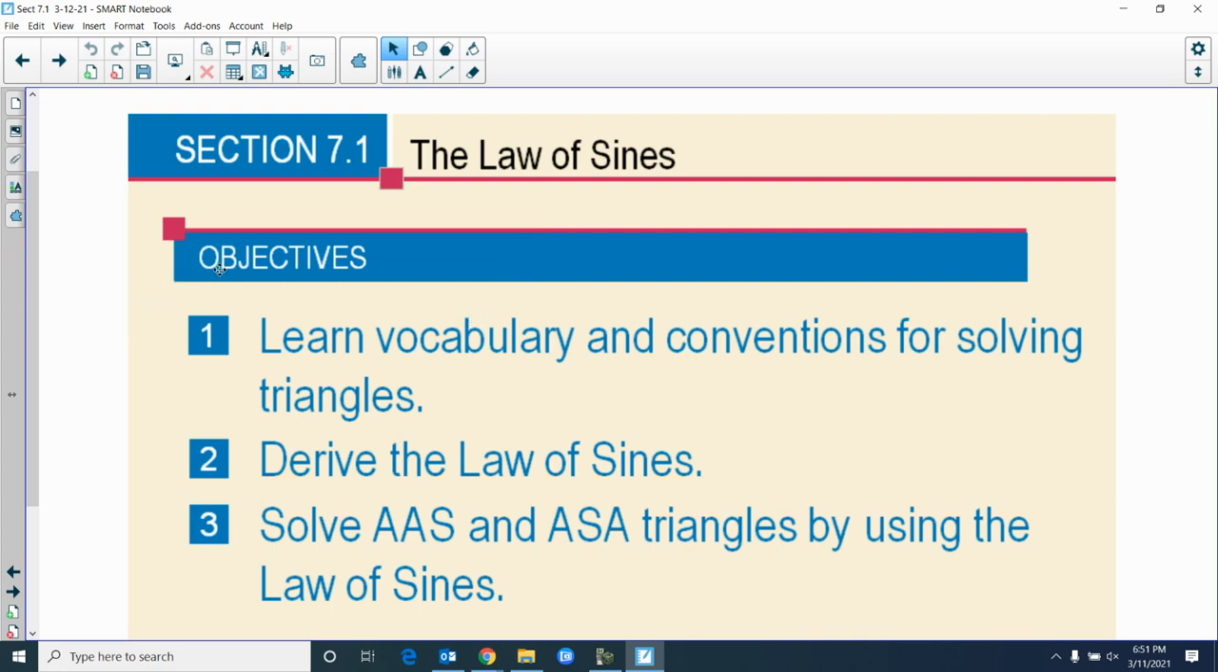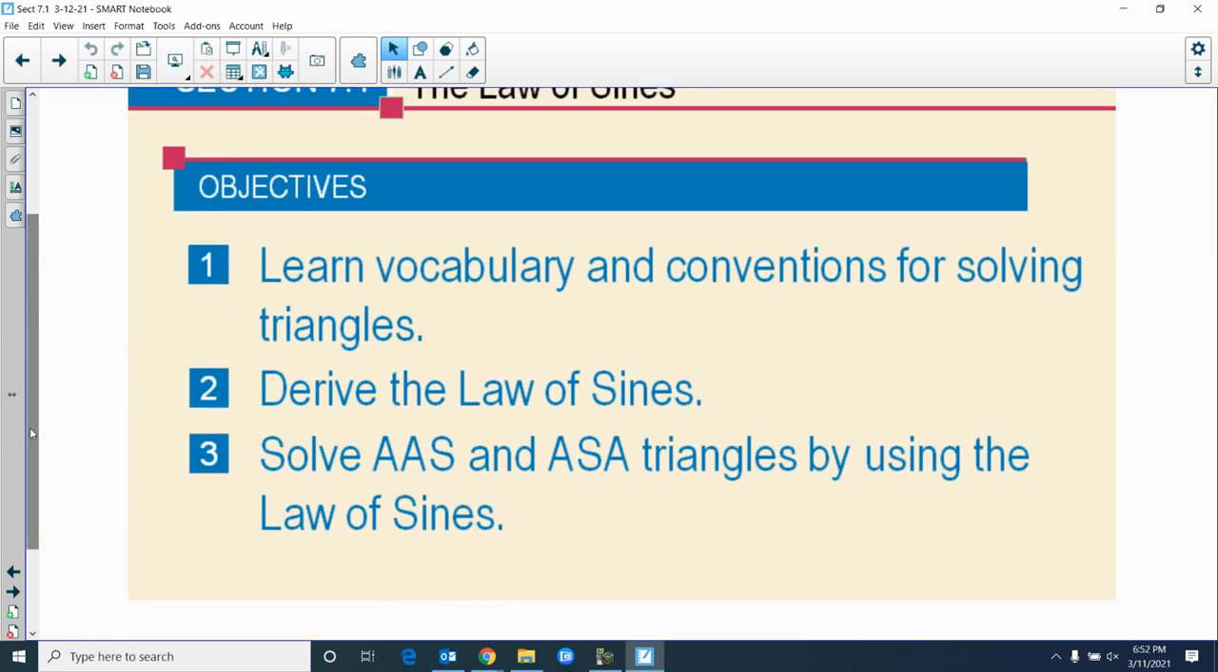But if you take a look, we're going to move forward into chapter 7. Chapter 7 deals with a lot of applications of trig, first being the law of sines, and then we'll deal with the law of cosines. Law of sines, you've had in the past, probably in Algebra 2 last year. But the first thing we're going to do is derive the law of sines.